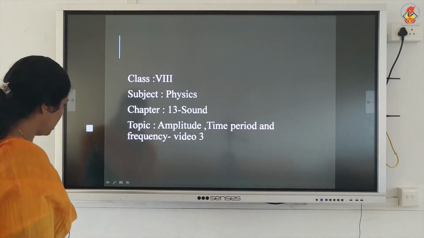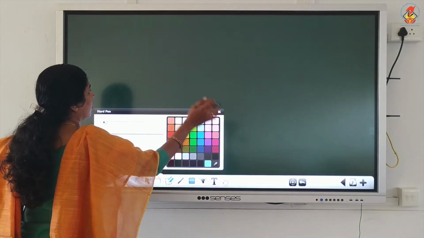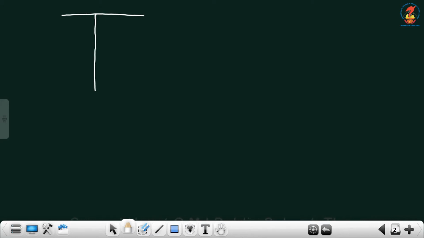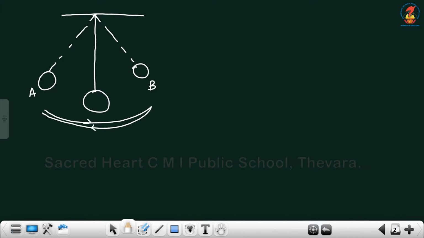So, here I will draw it. This is a rigid support. With the help of a long thread, I am hanging this bob. It will move. This is one extreme end, and this is the other extreme end. Name them A and B. When the bob goes from A to B, then back to A, that is one complete oscillation.